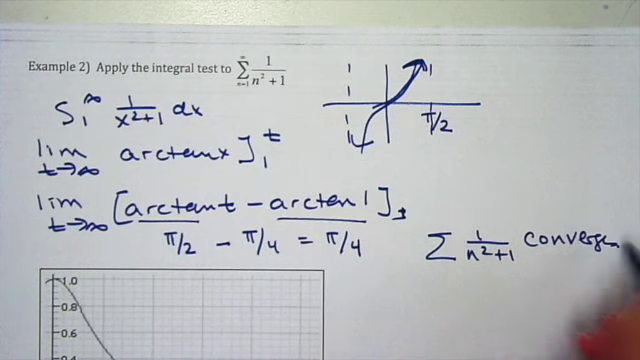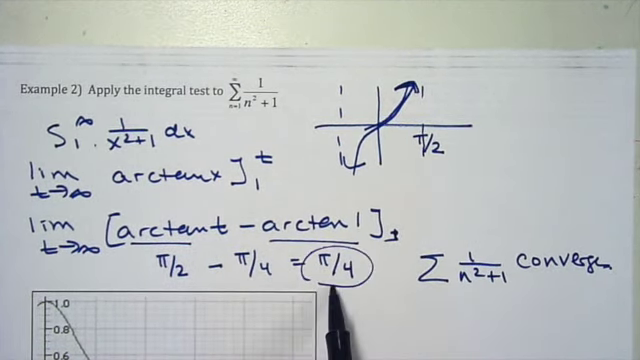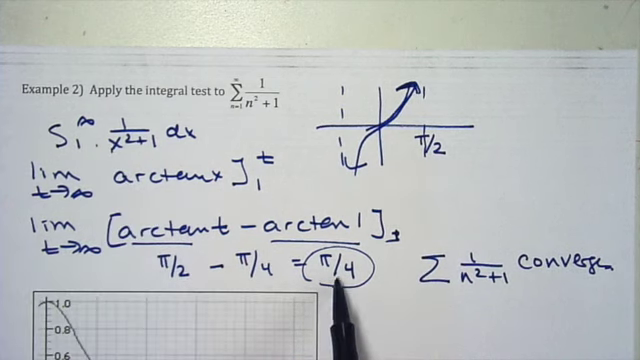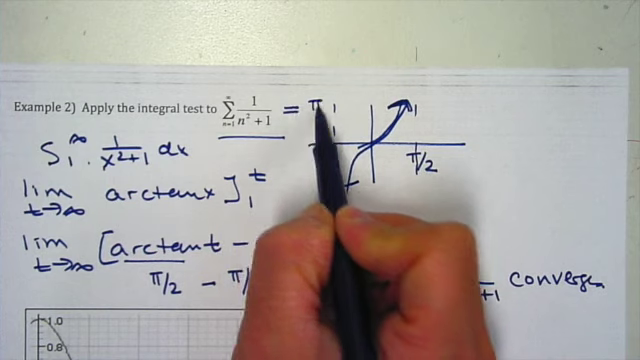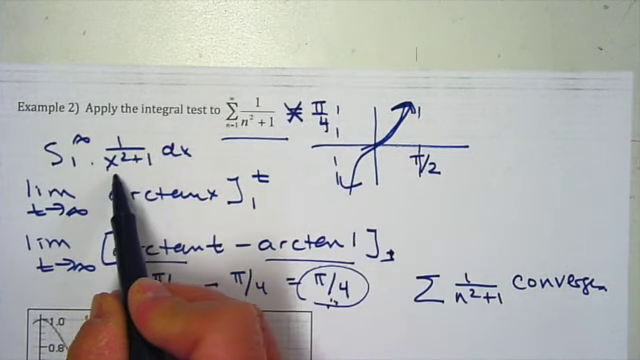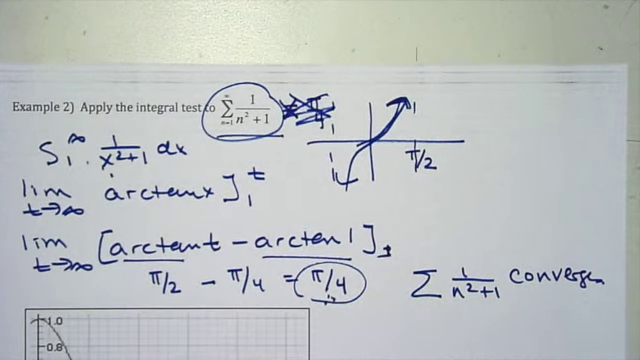Okay, again, be careful. This integral is equal to pi fourths. The area underneath this curve from 1 to infinity is pi fourths. It does not mean that the series is pi fourths. That is incorrect. We just know that the integral converges, so we can say the series converges, but we don't know what it necessarily converges to.